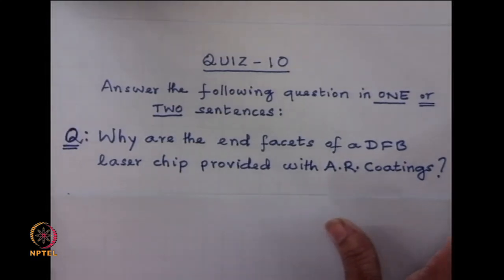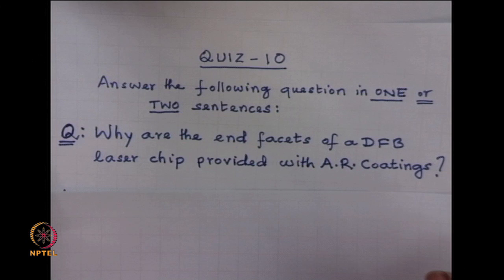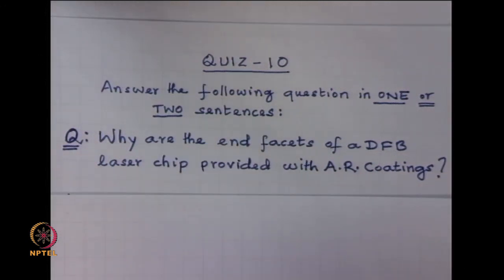Okay, there is the question. I have covered it because I have written the answer also below. So, answer the following question in 1 or 2 sentences. Why are the end facets of a DFB laser chip provided with anti-reflection coating? End facets means the end faces of a DFB laser chip are coated with anti-reflection coatings. So, why are the end facets coated? Answer in one sentence, maximum two.